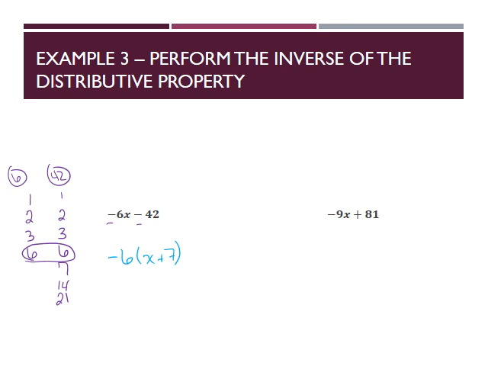Well, let's come over here and look at this second one. And when I look at 9 and 81, I automatically see 81 divided by 9 is 9. So I'm going to pull out that 9. Negative 9x divided by 9 gives me a negative x. 81 divided by 9 gives me positive 9. So here I have 9 times negative x, which would give me negative 9x, and 9 times 9 gives me 81.